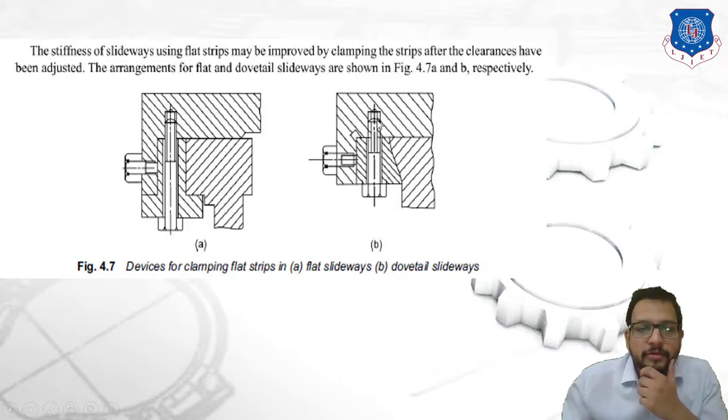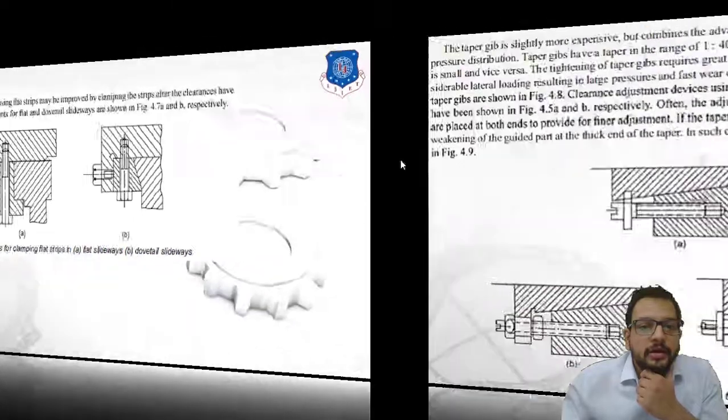Over here from the bottom side two vertical screws are used. One is in a vertical form arranging the flat strips with the mating surface, and another one is in a horizontal direction. So tightening is done in this way. Okay, now let us move further.